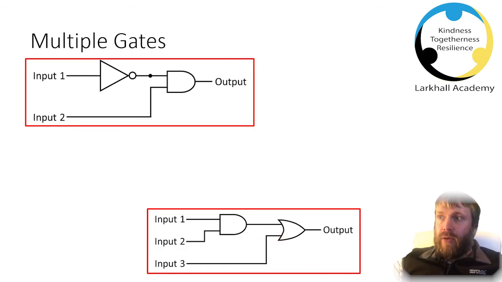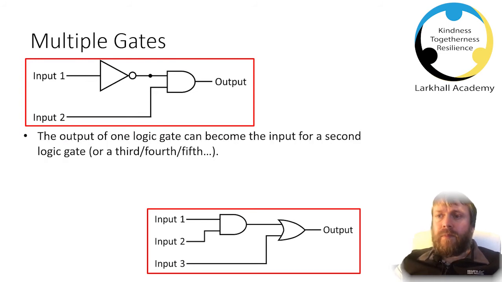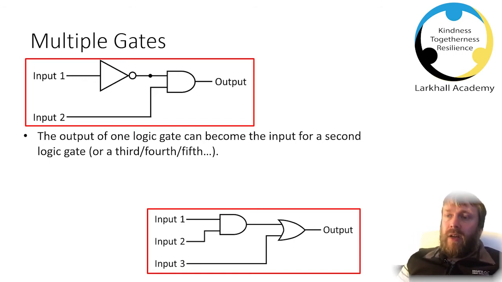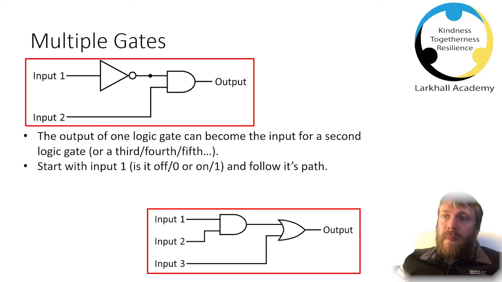So let's just have a little look at those steps here. The output of one logic gate can become the input for a second, and that's what we're basically looking at here. Or of course a third or a fourth or a fifth, and these systems can go on. You can build up large systems of multiple gates.